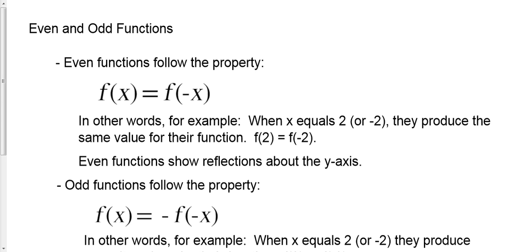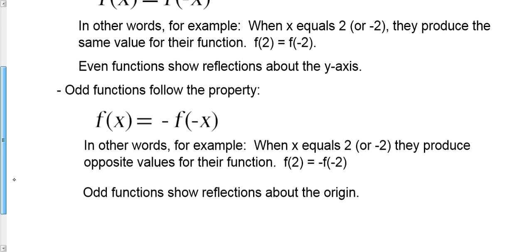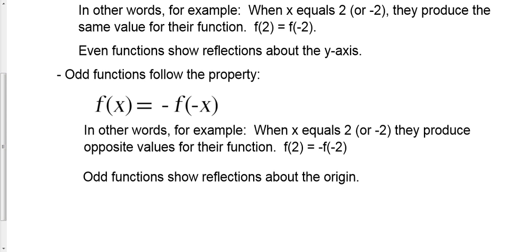Okay. Odd functions follow this property: f of x equals negative f of negative x. So in other words, when x equals 2 or negative 2, they produce opposite values. So f of 2 might equal 3. And if it's an odd function, f of negative 2 would produce negative 3.